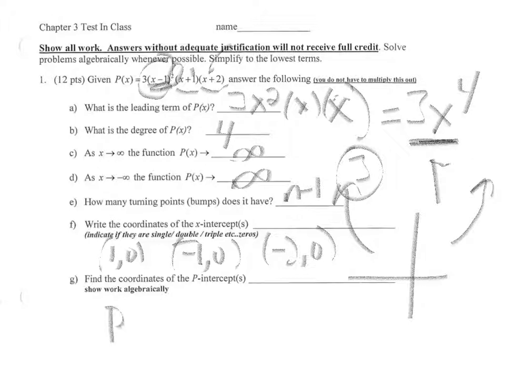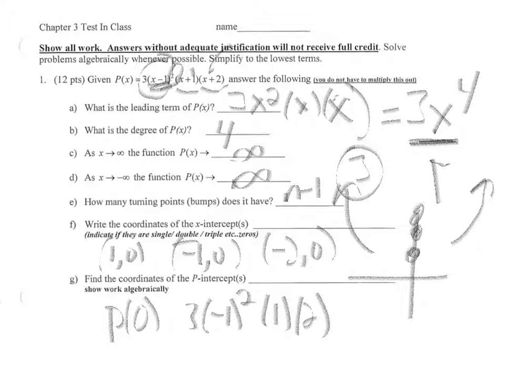What are the coordinates of the P-intercept? Well, we're basically finding P of 0, because any point along this axis has an x-coordinate of 0. So 3 times negative 1 squared, I'm substituting in 0 for the x's. And then it'll be 1 times 2. I'm seeing 6. So the P coordinate is 0, 6.